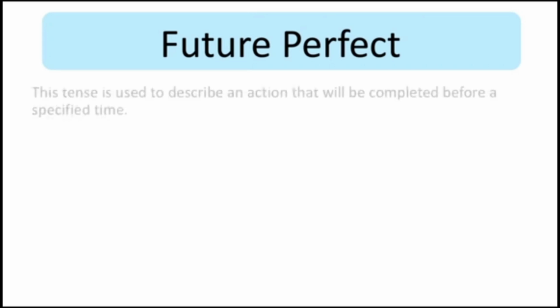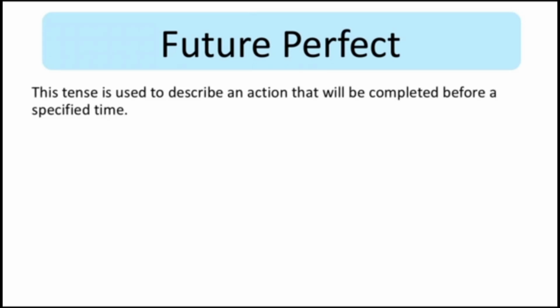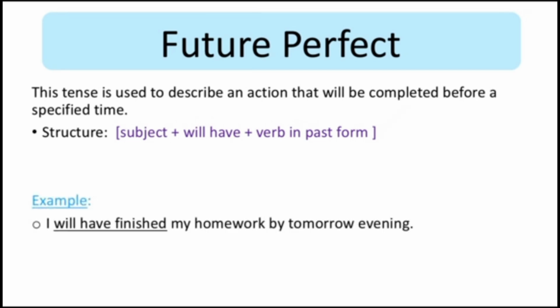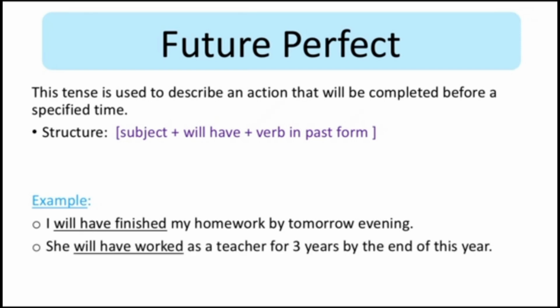Future perfect. This tense is used to describe an action that will be completed before a specified time. The structure is subject plus will have plus a verb in the past form. For example, I will have finished my homework by tomorrow evening. She will have worked as a teacher for 3 years by the end of this year. They will have arrived in China by now.